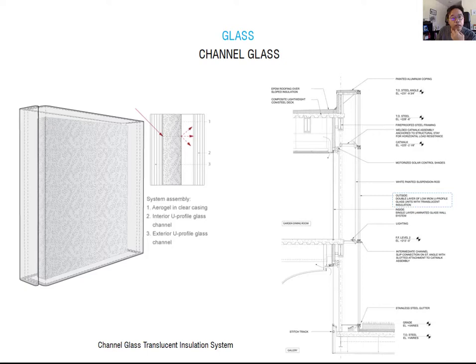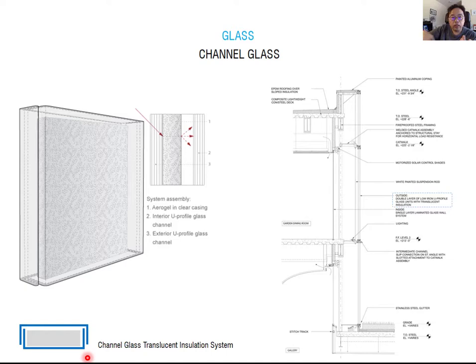So it is pretty simple. You can see channel glass on the bottom. And then you have another channel glass facing it. Between them, you can actually fill in the insulation. But what kind of insulation can you use? Solid insulation? It's hard to see inside. Hard to make this kind of effect.